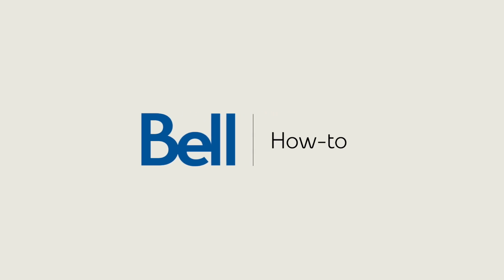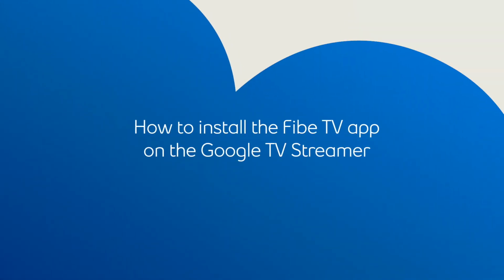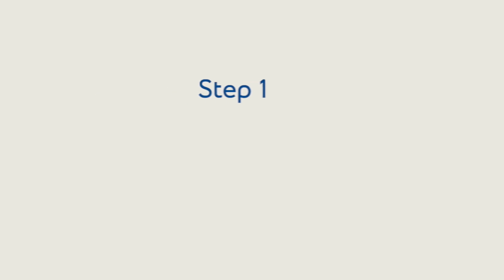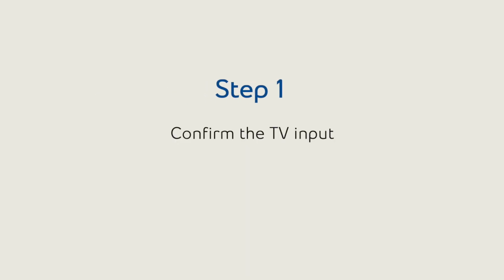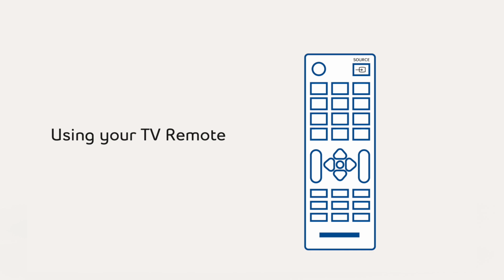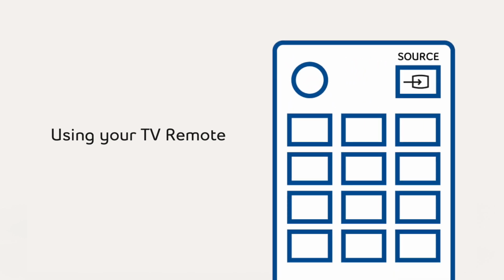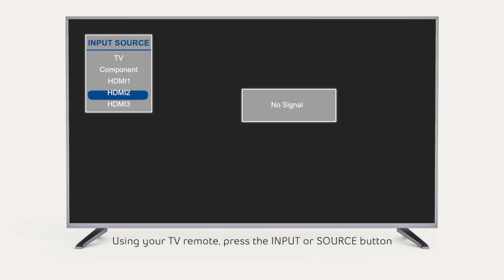In this video, we show how to install the Bell Fibe TV app on the Google TV streamer. Make sure your TV is set to the correct input. If you don't see the Google TV streamer home screen, using your television remote, press the input or source button. Use it to select the correct HDMI input, and you're ready to begin.